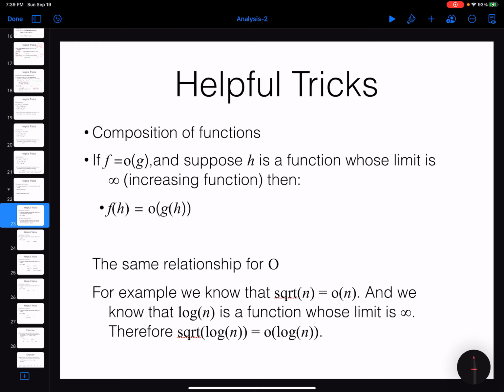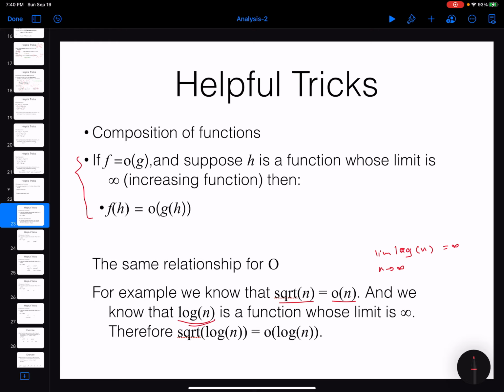Oh, okay, here is just showing you an example of using this theorem to find the growth ratio of two functions. It's just telling you that, for example, I know the square root of n is in little o of n, right? The growth ratio of n is strictly greater than the square root of n. And we know that, for example, log of n is a growing function. The limit of log of n will be infinity when n approaches infinity.